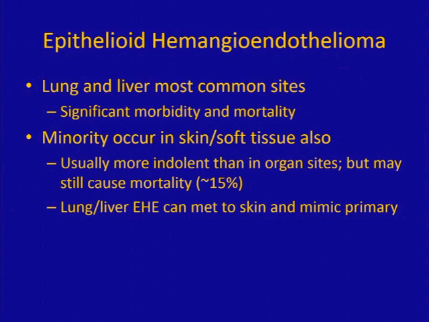A minority of cases, maybe 10% or so, will occur in the skin and soft tissue. In that setting, they tend to be much more indolent and well-behaved than the organ-based EHEs, but they may still cause mortality. Some of those skin and soft tissue epithelioid hemangioendotheliomas will metastasize and kill the patient. The other thing that's important to note is that the organ-based EHEs can sometimes metastasize to the skin and mimic a primary tumor. So if I ever see EHE in the skin or soft tissue, I usually will point out that I can't exclude that this could be a metastasis, and they need to scan the patient and make sure they don't have internal disease.